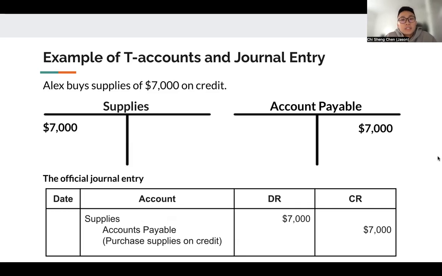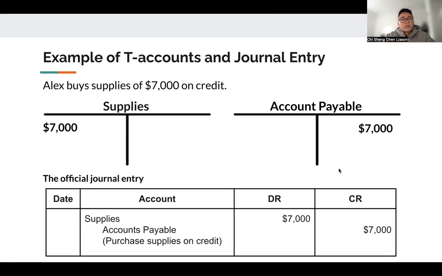Another example of the T accounts and journal entry. In this example that I've provided, Alex buys supplies for $7,000 on credit. So you open two T accounts, one for supplies, and since Alex bought it on credit, it'll be accounts payable. Alex will pay in the future, so supplies increase, so debit increase, and accounts payable. You will receive your payment in the future, $7,000 on the right side.